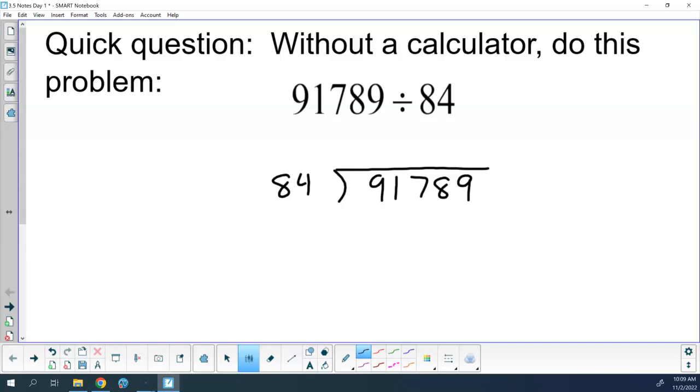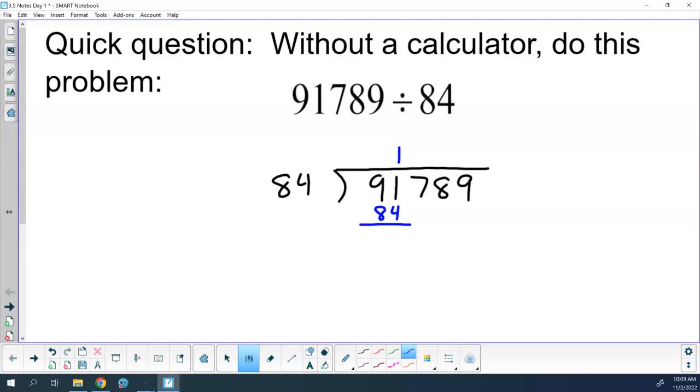Then 84 can go into 91 one time. Even before that, 84 cannot go into 9, so nothing goes above that one. Then you drop the 1 and it's 91, and 84 can go into 91 one time. So 84 goes in there one time. Then you get a remainder of 7.